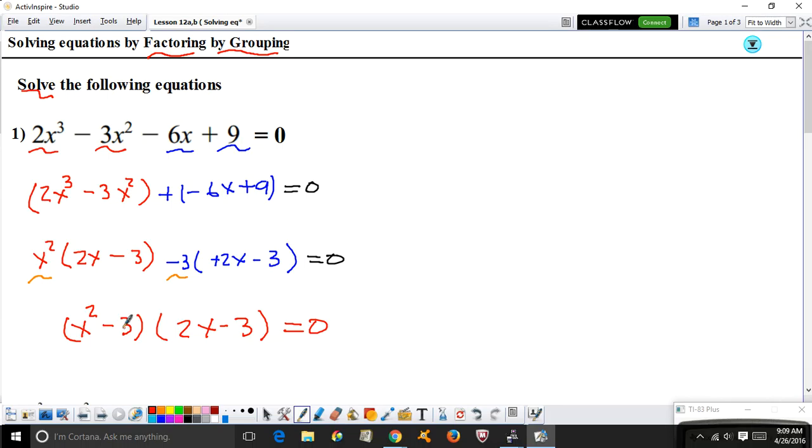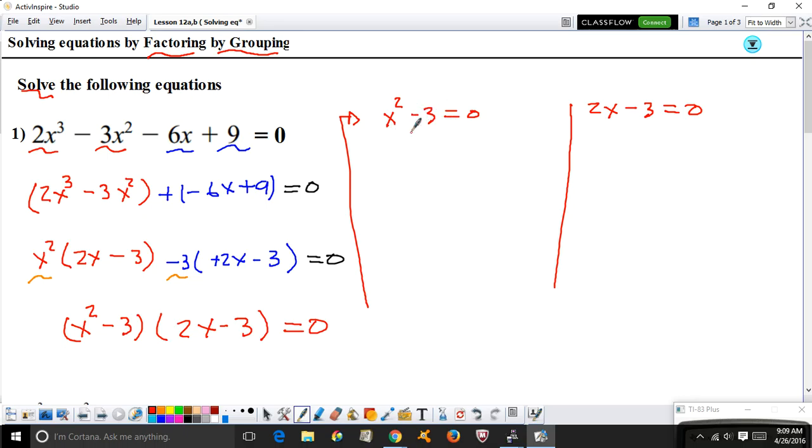When you have two parentheses and they're equal to 0, you're going to set each parenthesis equal to 0. So I'm going to have x squared minus 3 equal to 0, and 2x minus 3 equal to 0. Okay, so let's solve individually. You add a 3 here, so x squared equals 3.